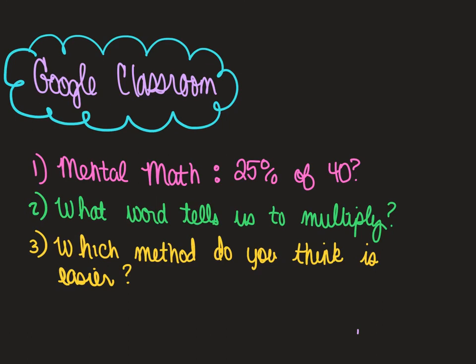All right, your Google Classroom questions are here. First one is a mental math question. Type in the answer to 25% of 40. Second question, what word did I tell you was the word that stands for multiply? Obviously, it's not the word multiply, but there was a word in the lesson that means multiply. And your third question, which method do you think is easier? So when we were doing the methods, we had a method on the left, we had a method on the right. Tell me which method you think you're going to probably use, and why do you think it's easier? Good luck.